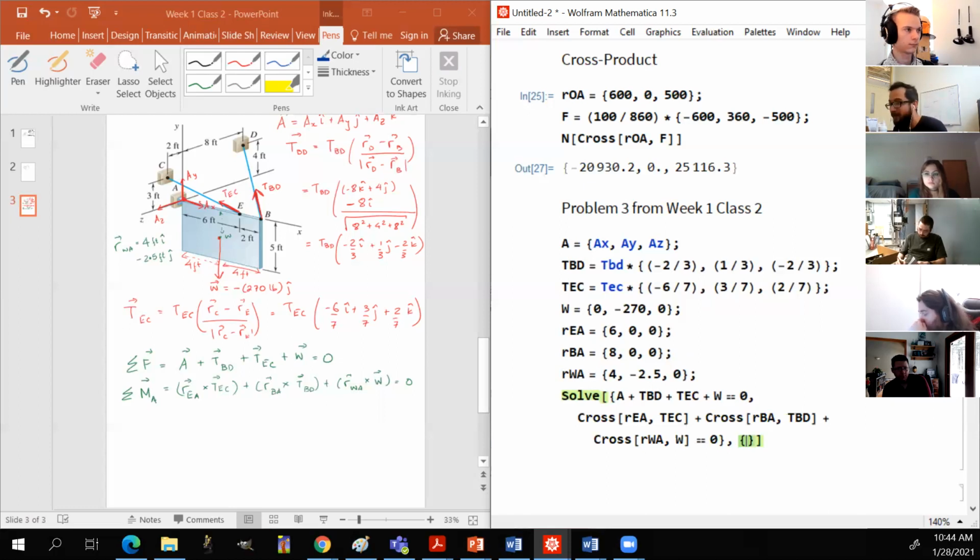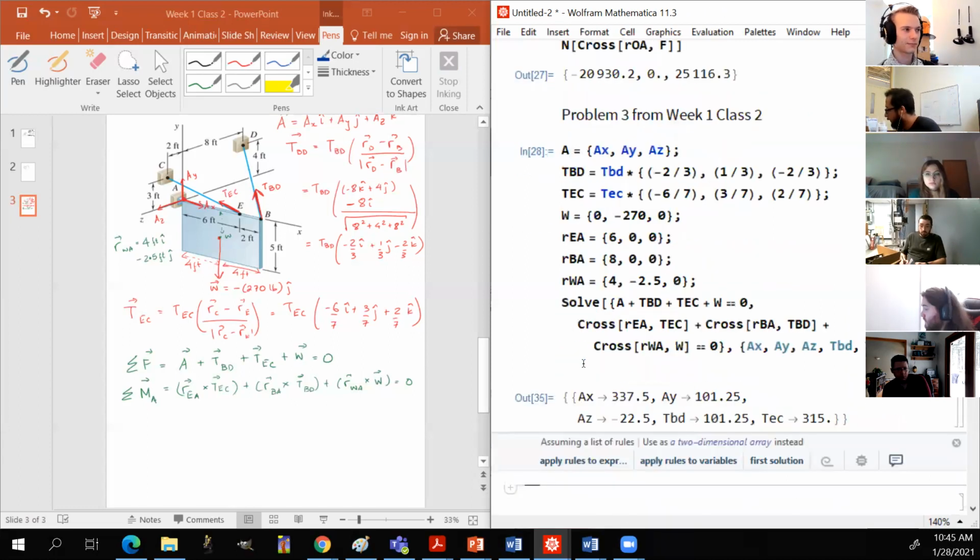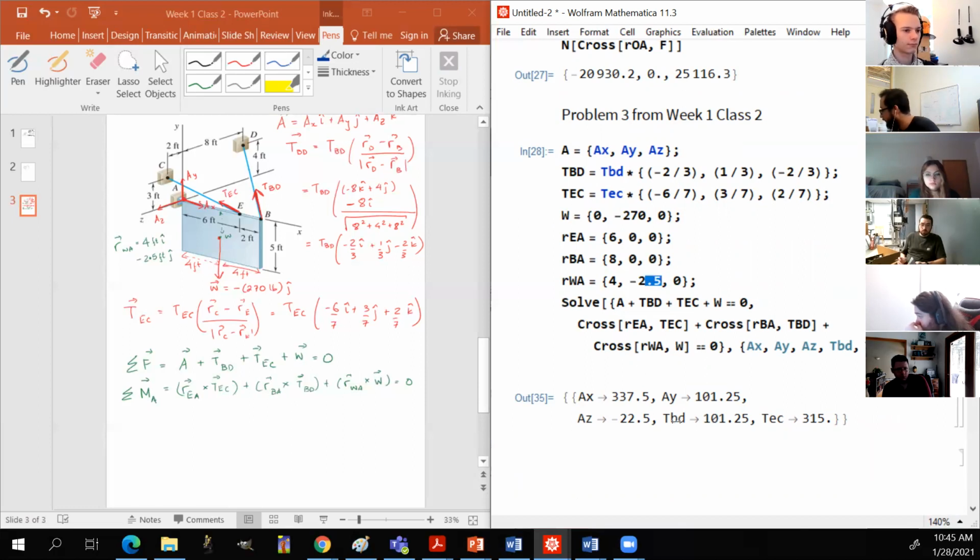My unknowns, Mathematica makes life easy. The scalars on top are just these 5 guys here. So you have AX, AY, AZ, TBD, and TEC. Whoops, TEC like that, right? You do your prayer, say a prayer, please make this work. Hit Shift Enter. There you go. It worked out all right. Because you defined a decimal here, it ended up solving everything numerically, but typically it would have solved it as a fraction, but it found these exact answers.